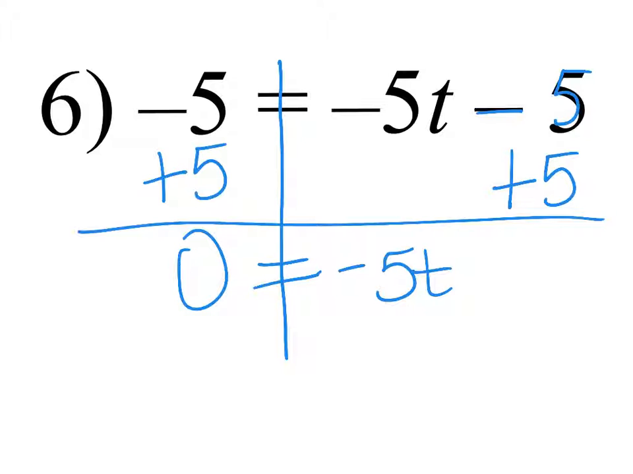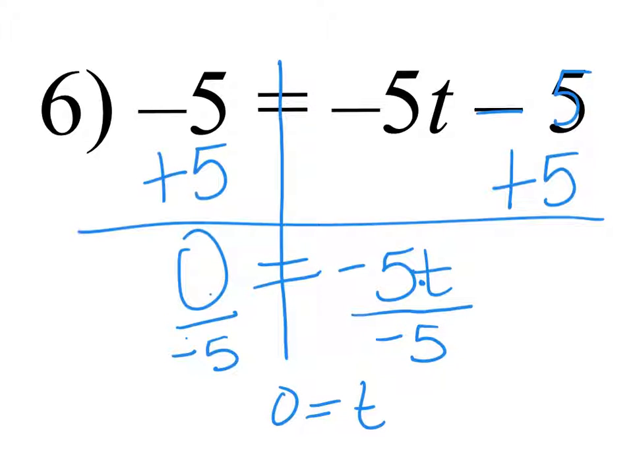But negative 5 and t are multiplying, so I'm just going to do it like normal. I'm going to divide by negative 5. 0 divided by negative 5 is 0. Anything with 0 in the numerator is going to be 0. Okay?